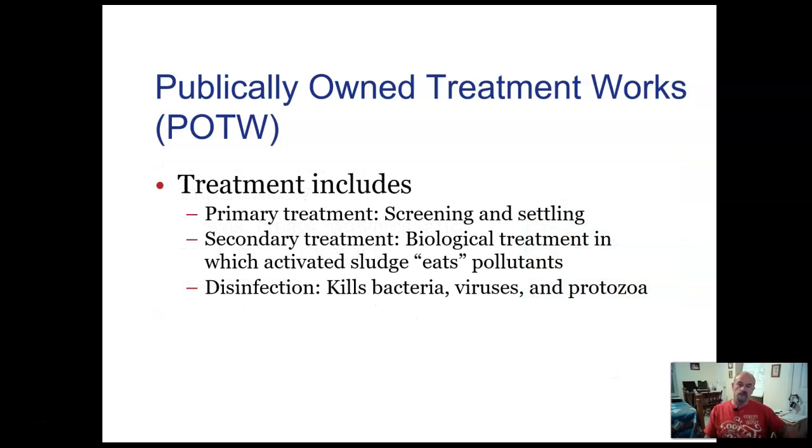The treatment includes primary treatment, which is screening and settling. Secondary treatment, which is biological treatment, in which activated sludge eats pollutants. And then the disinfection, which kills bacteria, viruses, and protozoa.